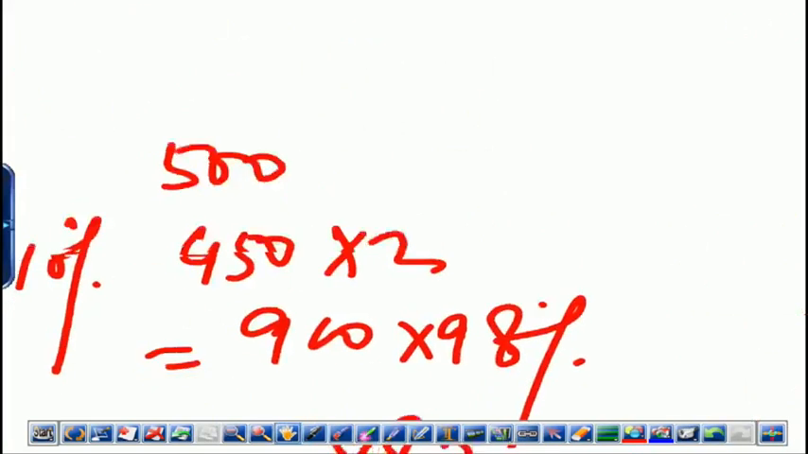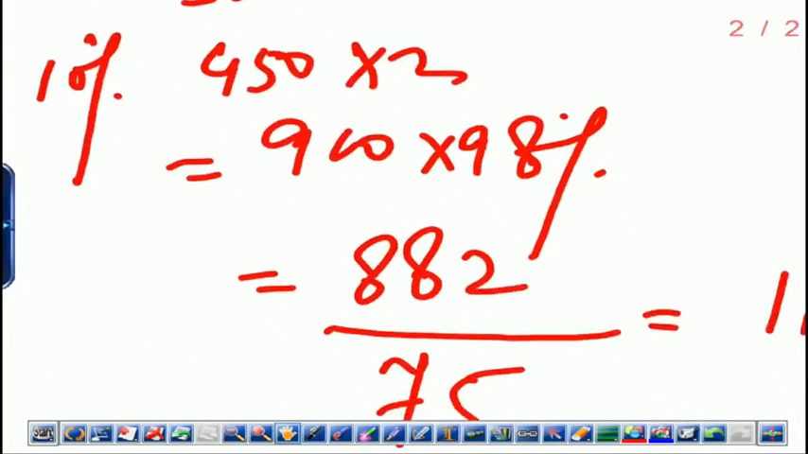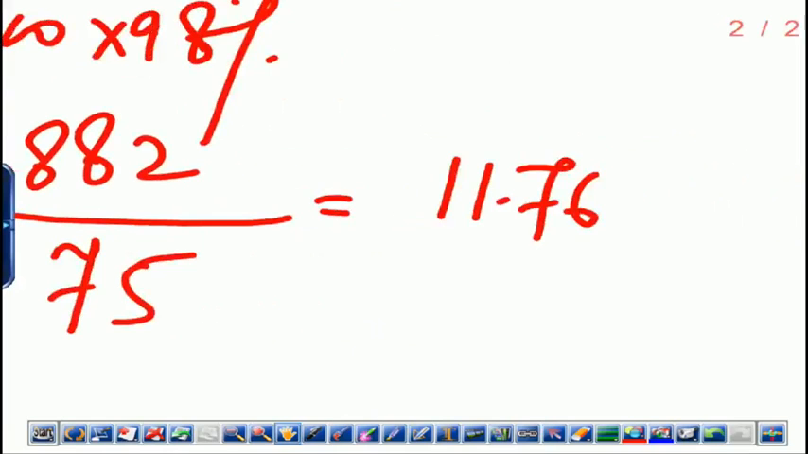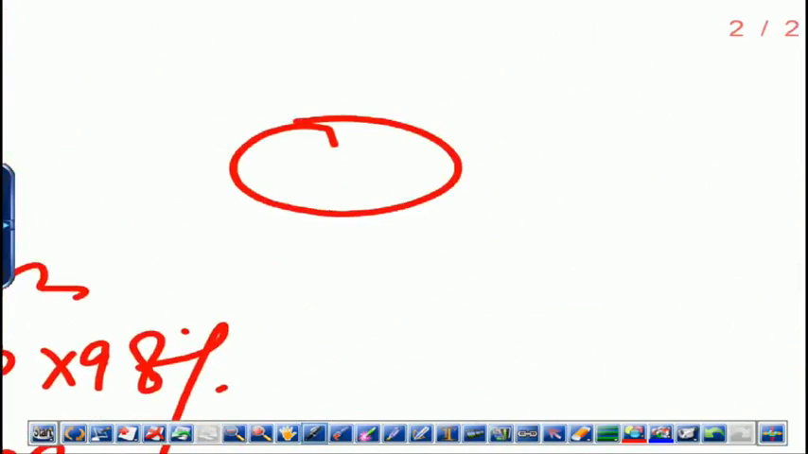Price is 500, but we are issuing at 10% discount. So 450 into 2, 900. But there's a 2% flotation cost. So we are realizing only 98%, which is 882. And then in dollar terms, 882 by 75, 11.76. Anyways, they tell us the amount to be raised, say 500 million or 800 million. And they tell us this amount net of flotation cost. Net of flotation cost. Okay.